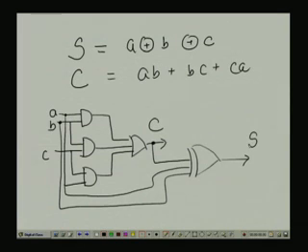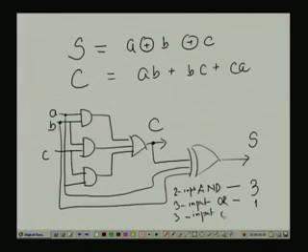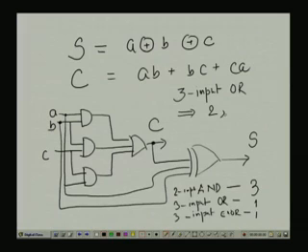So, this is also another kind of realization where the AND gates are needed. This is a 2 input AND gate, this is a 2 input AND gate. The number of 2 input AND gates needed is 3, one 3 input OR and one 3 input XOR. Always the traditional things are there. The 3 input OR gate we can realize by 2 input OR gates. Similarly, the 3 input XOR can be realized by 2 input XORs.